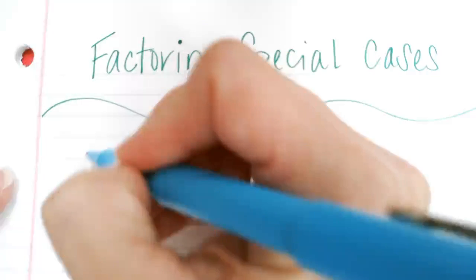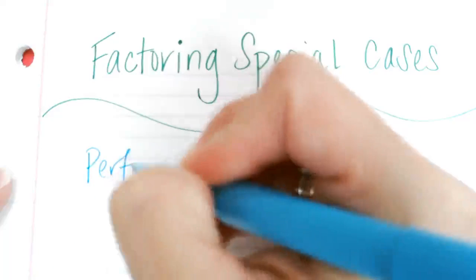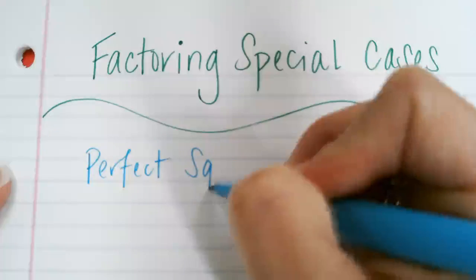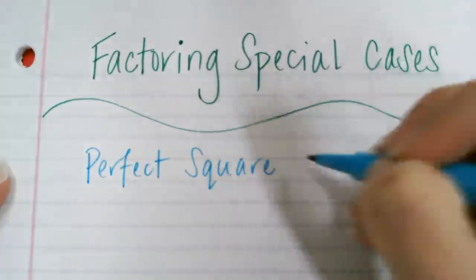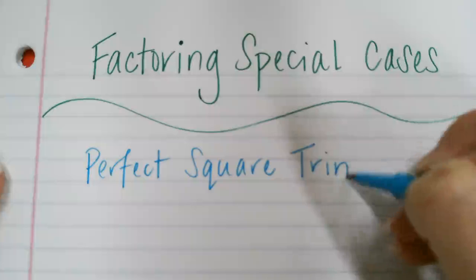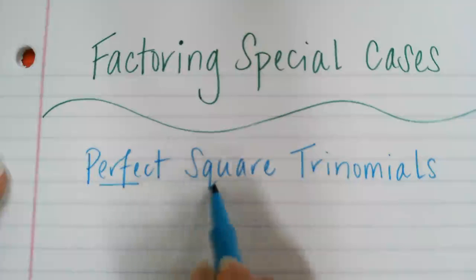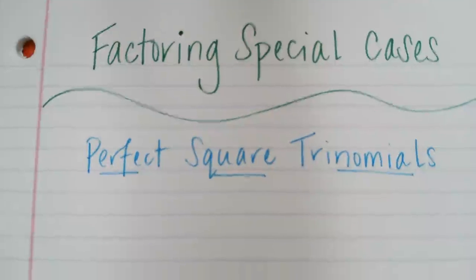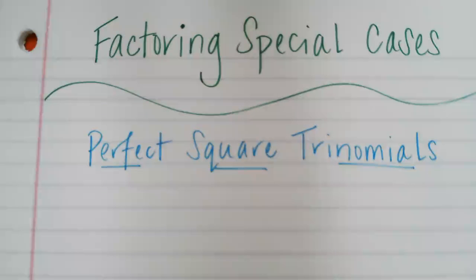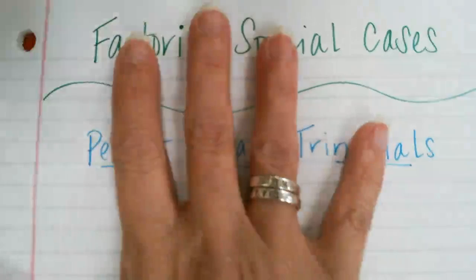So the first one I'm going to say is perfect square trinomials. So I'm going to start with that one. And this one, again, isn't really that much different from what you have already been doing, but it is something that's going to have a purpose coming up.